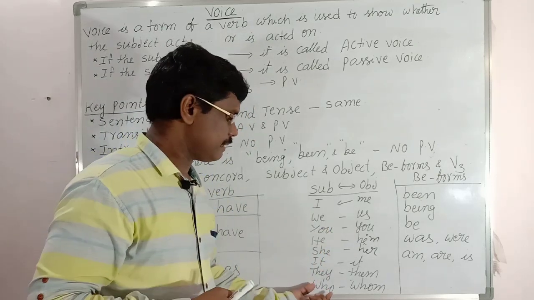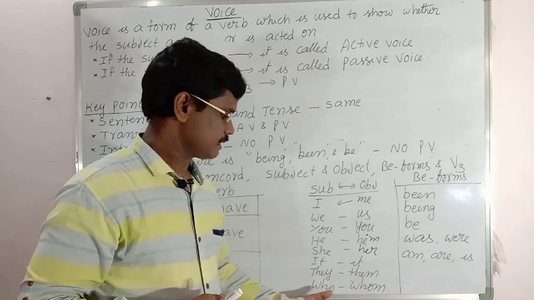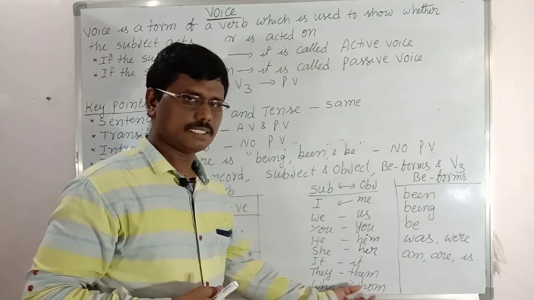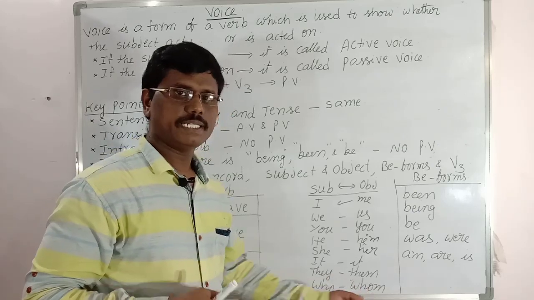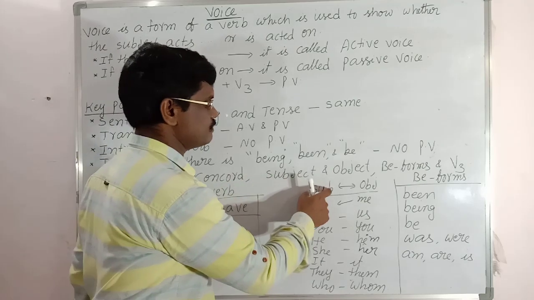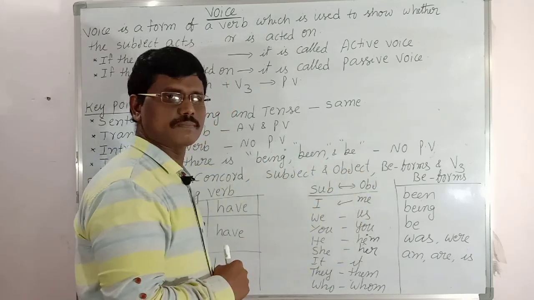Or any name, the name remains as it is. For example, my sister, Ramesh, Rama, Ravana. If a name is there, it remains as it is. This is subject and object.